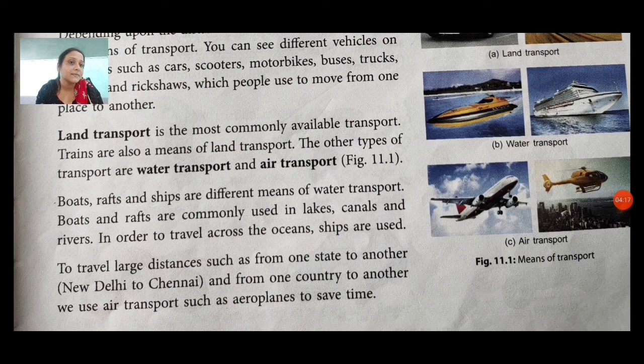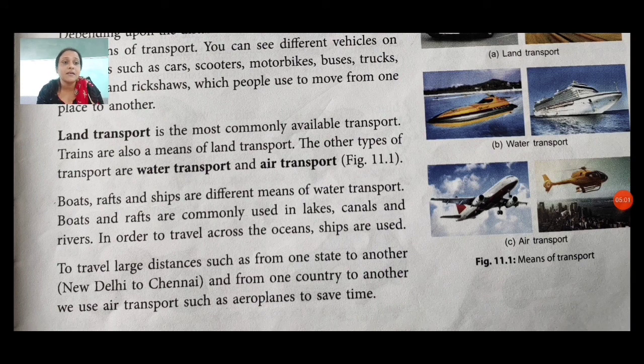Which type of air transport? We use plane and helicopter to travel large distances. For example, New Delhi to Chennai. If I want to go from New Delhi to Chennai, then I cannot use a bicycle or car because it is risky also. A bicycle is not possible for us to go from New Delhi to Chennai. So I use air transport, because using it we can reach our destination first. So according to our distance, we use different types of transport.